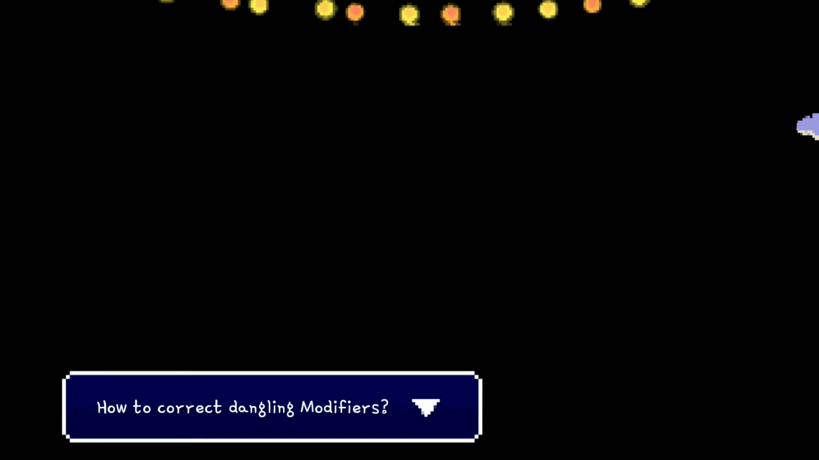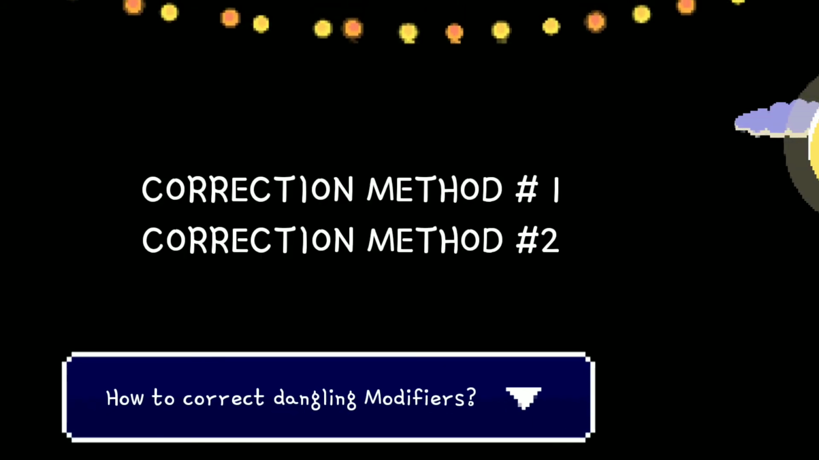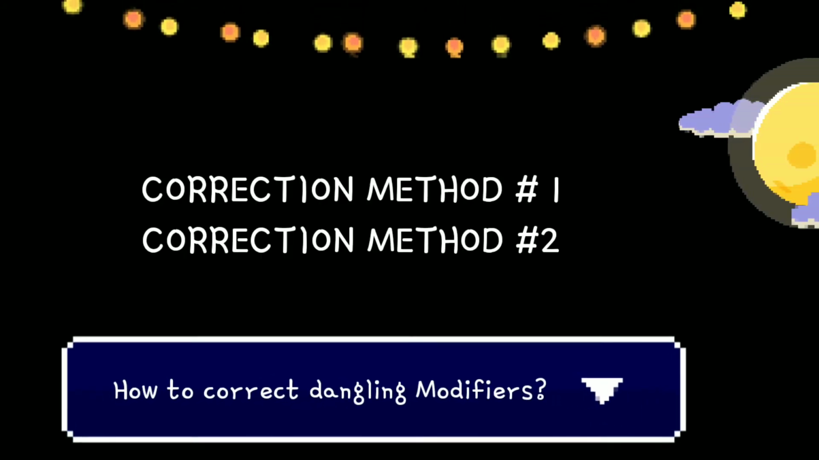So how do we correct dangling modifiers? We have correction method number 1 and correction method number 2.